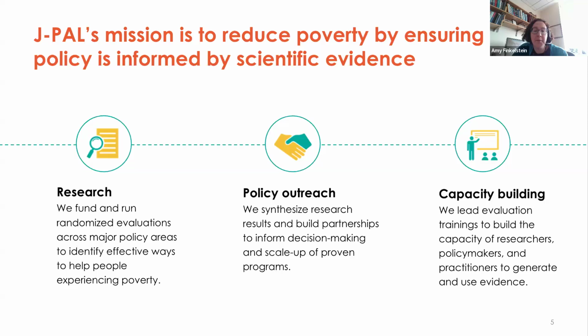And our third key arm is capacity building, through which we provide training and resources to researchers, research staff, nonprofit, and government leaders to better equip them to evaluate, synthesize, and use rigorous evidence in their decision-making. Together, these three areas enable us to connect the dots from research to policy.